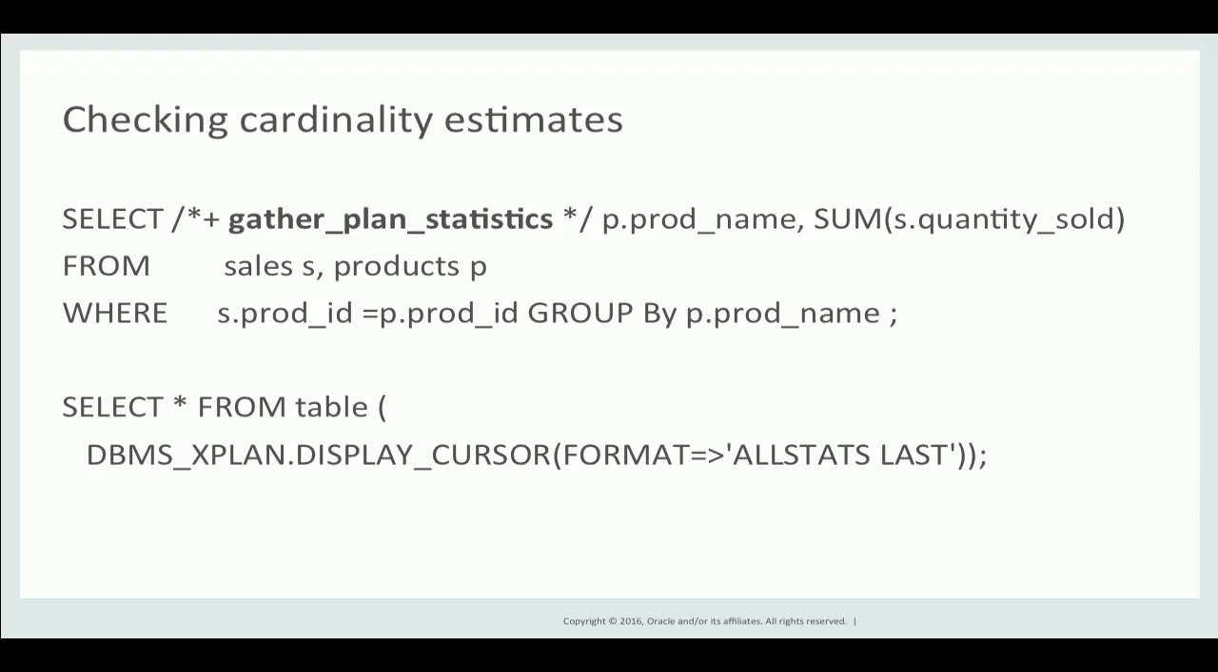So if you want us to show them to you and persist them in the plan table, then you need to gather plan statistics hint, and then when you're down here displaying it, you need to change the format from the default, which is basic, to all stats last. Show me the execution stats for the last process that executed this cursor.